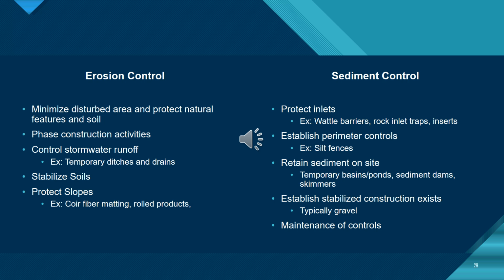Sediment control. Protect inlets with wattle barriers, rock inlet traps, and inserts. Establish perimeter controls such as silt fences. Now, silt fences don't always continue to work the entire time of construction. They generally do need to be reinforced, especially with the heavy rainfalls that we get in North Carolina. Retain sediment on site with temporary basins/ponds, sediment dams, and skimmers. Establish stabilized construction exits, which would typically be gravel, and maintain controls.